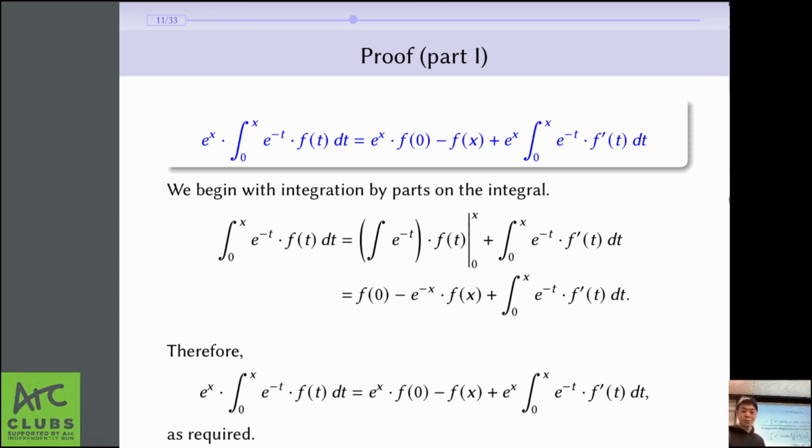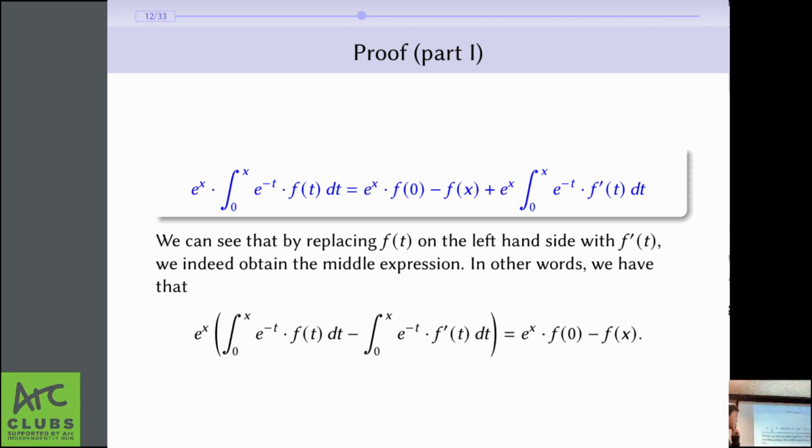Okay, pretty good. So what we can see here is that if we replace f of t with f prime of t, and we subtract them, then what we're going to be left with is e to the x times f of 0 minus f of x. So if I just move this integral to the other side, and I factor out an e to the x, then I get this nice looking expression. And the cool thing about this expression is that if you try to unroll it by setting f of t to be f prime of t, you can see that some parts will start to cancel out.